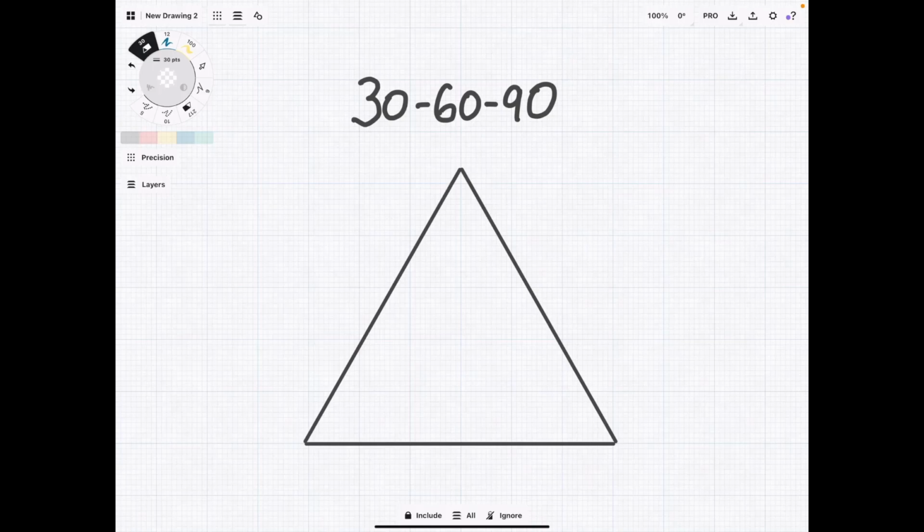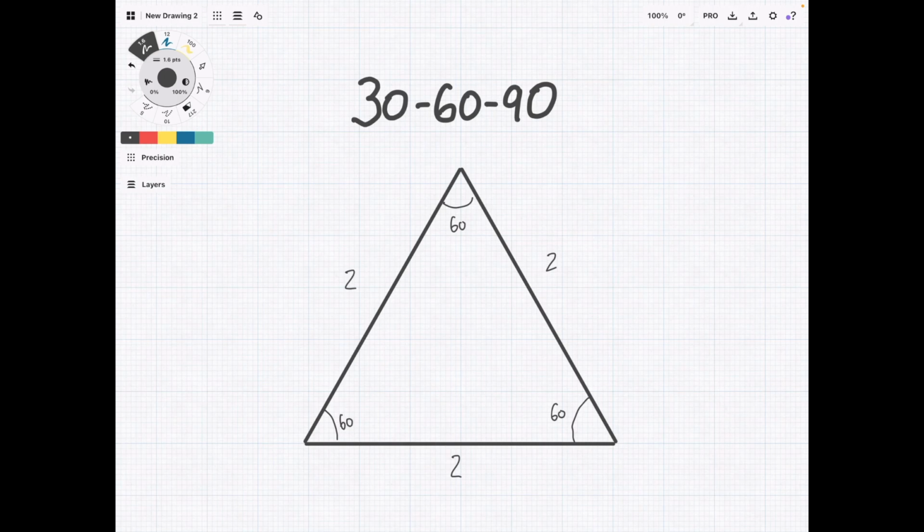In this video, I'm going to show you how you can derive the 30, 60, 90 special triangle. We're going to start off with an equilateral triangle where each of these angles is 60 degrees and each of the sides is equal to 2.